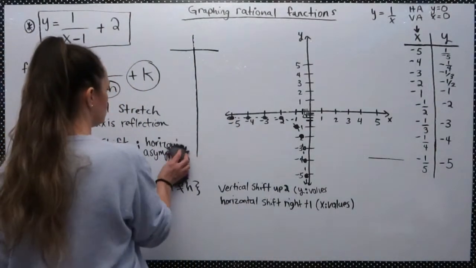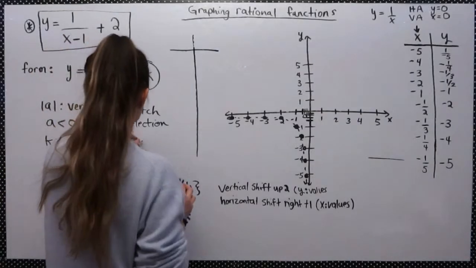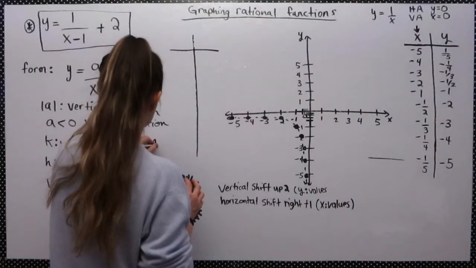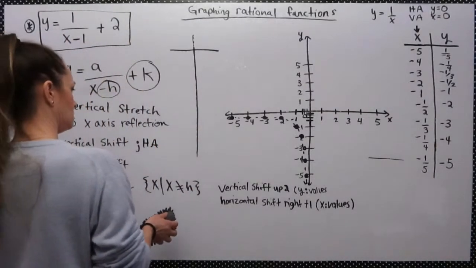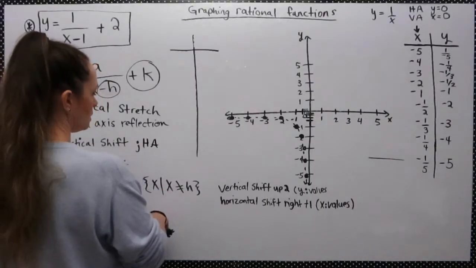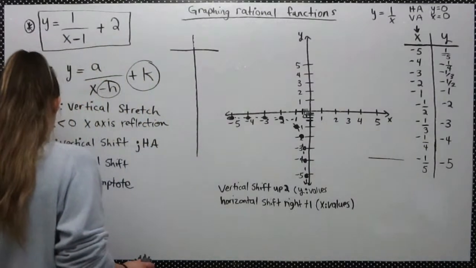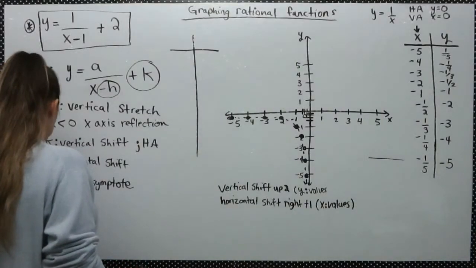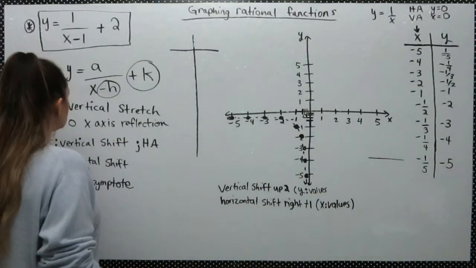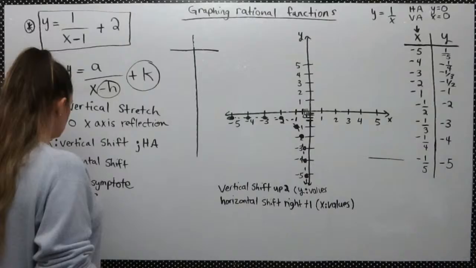And I can just abbreviate that. This is HA. And then this should be fine for now. I can put it underneath. X/X is not equal H. Okay.